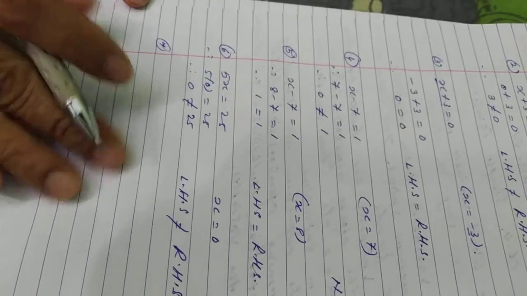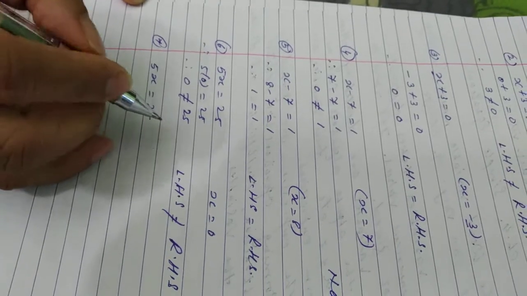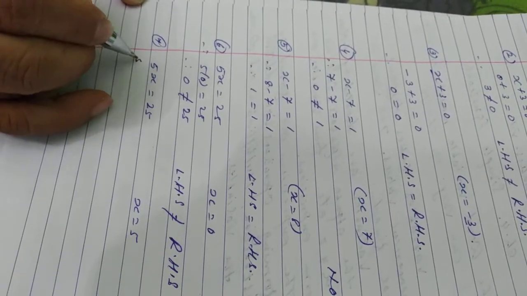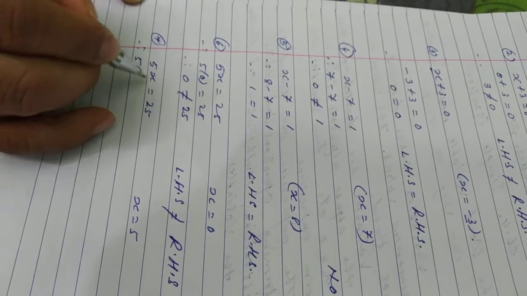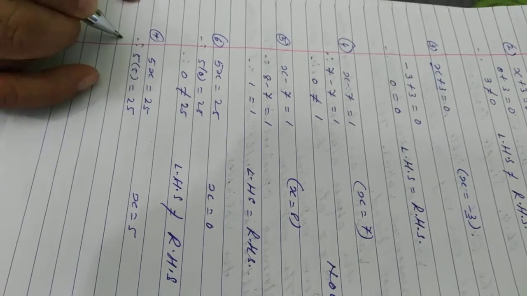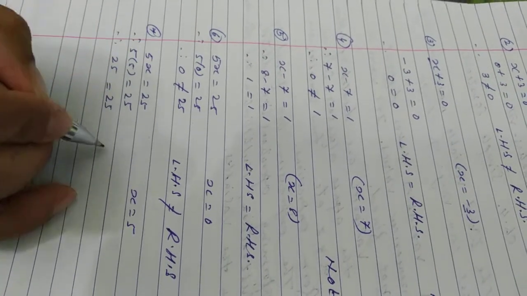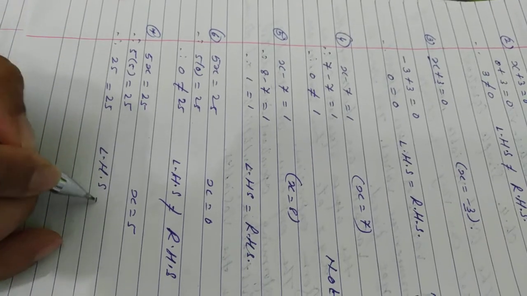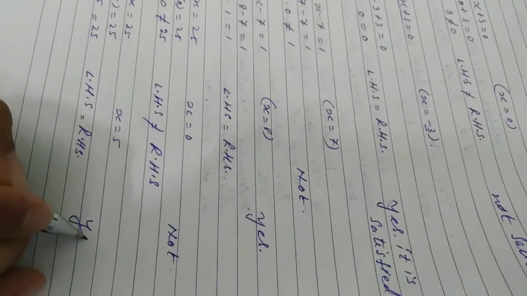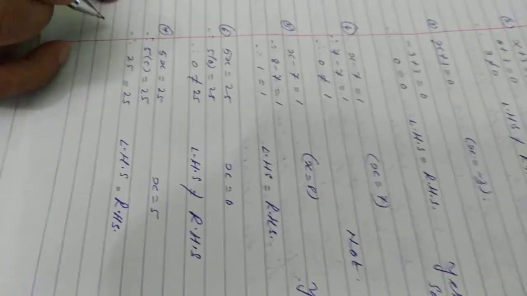Next, 5x is equal to 25 and x is equal to 5. What's the value of x? 5. So put the values. 5x is equal to 25. Therefore 5 fives are 25, which is equal to 25. So we can say the left hand side is equal to the right hand side. So it is satisfied, right?